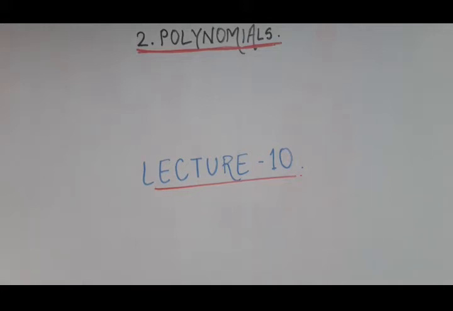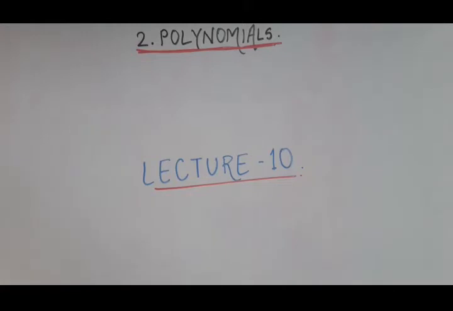Hello everyone, welcome to lecture 10 of second chapter Polynomials. So we have already begun with the exercise 2.4 and today we are going to see the next question, that is your question number 3, in which we have to find the value of unknown constant k.